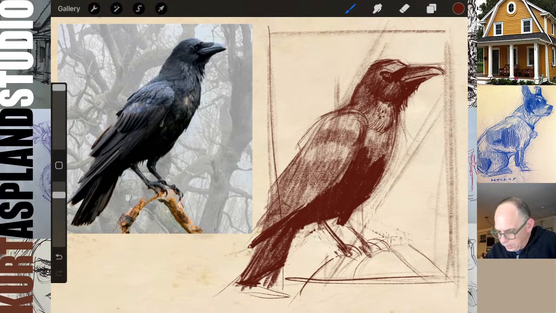I'm going to add a little detail here in the wings. I'm not really thinking of outlining the wings, just where I see the shadow. Change of value.